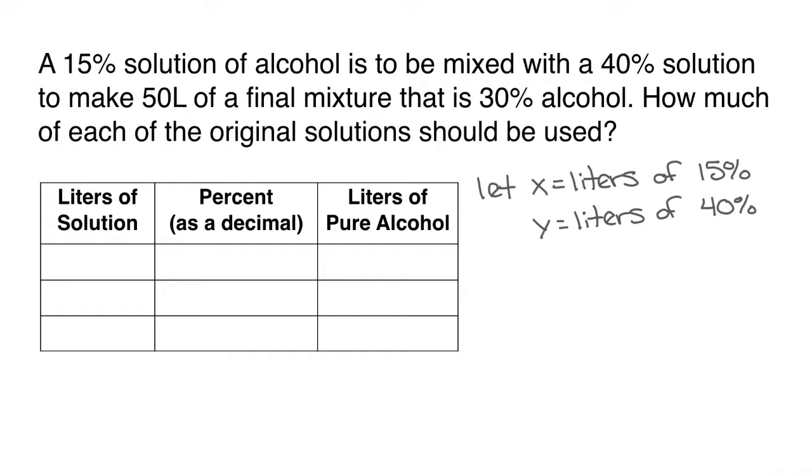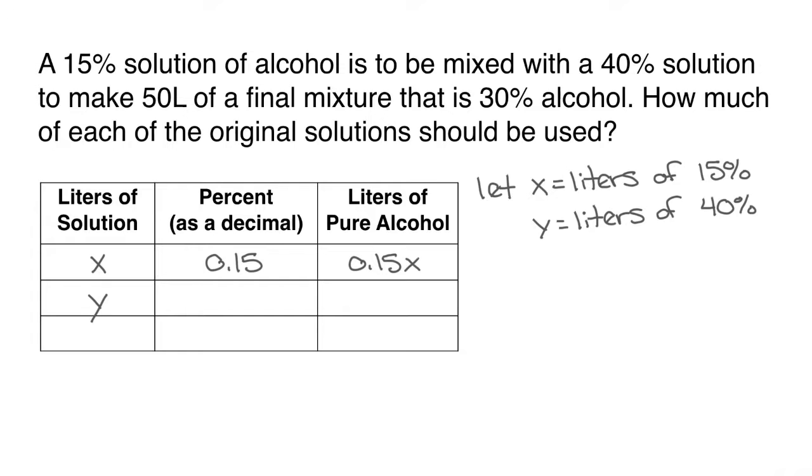We have a table with the liters of solution, percent as a decimal, and liters of pure alcohol in that solution. We've defined X to be the liters of solution of 15% alcohol. So our first row has X liters of solution. The percent of alcohol as a decimal is 0.15. And the liters of pure alcohol in that solution will be the percent of alcohol times the amount. So 0.15 times X.